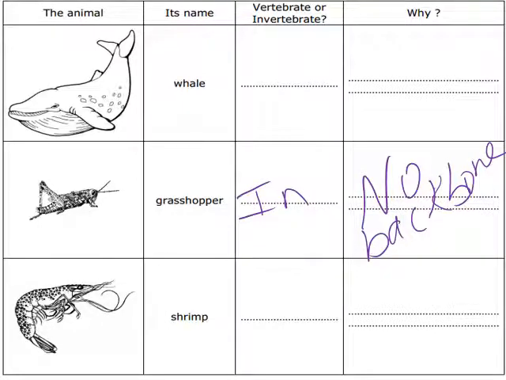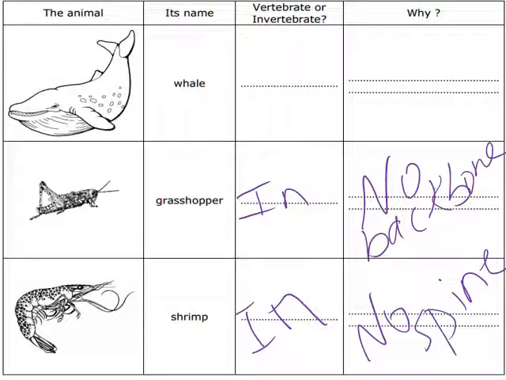Okay? Kareem, the shrimp. The shrimp is an invertebrate. Because it does not have a vertebral column, and you can smash it directly. Okay. So no spine, no backbone, no vertebral column. It is an invertebrate.